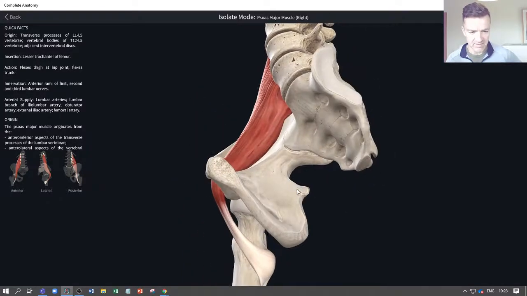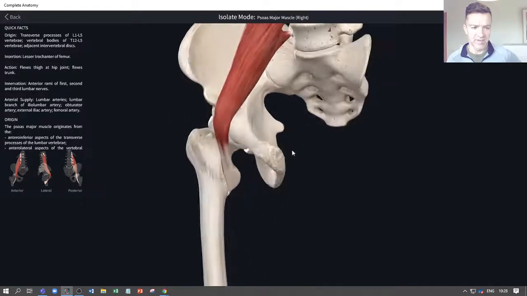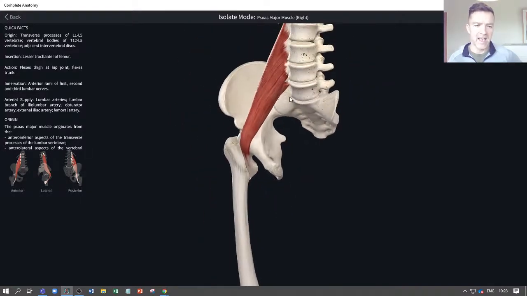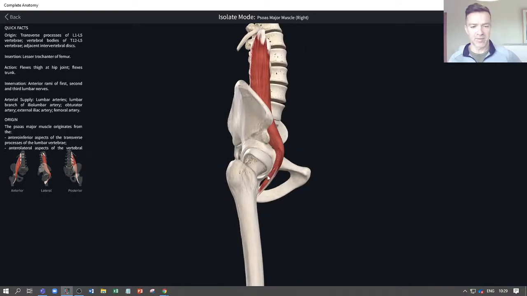So we see, I'll raise that up there, we see we've got the insertion here onto the femur. So this muscle originates on the spine, inserts onto the femur. As the muscle contracts, the insertion will move towards the origin, so it will pull the femur upwards, flexing the hip. So as this muscle contracts, the femur will be pulled upwards.